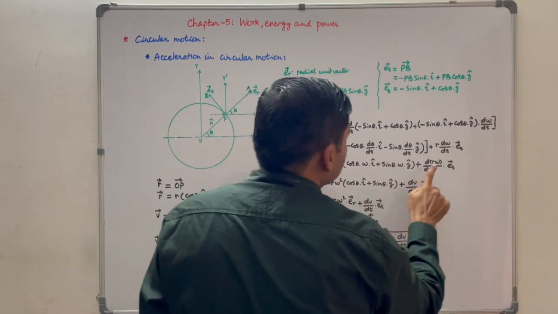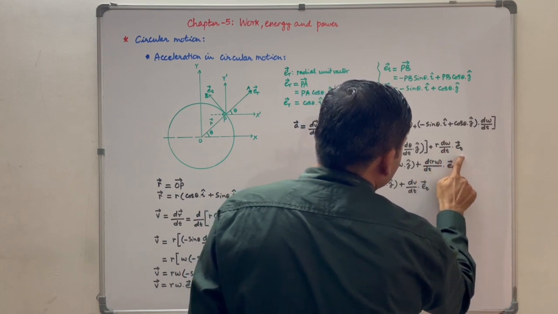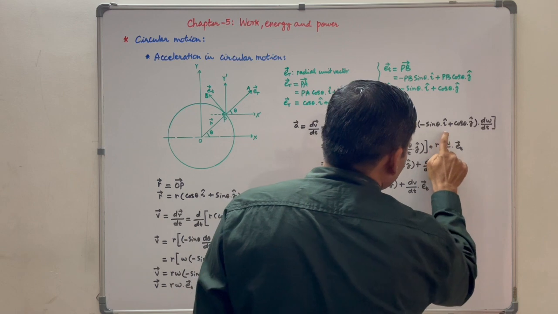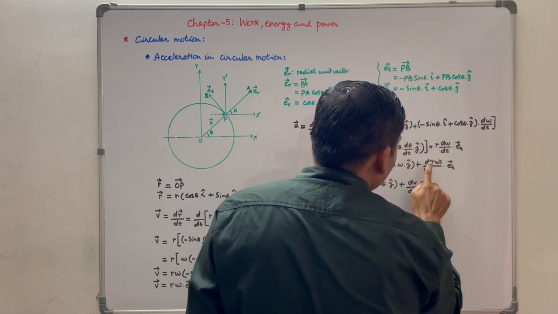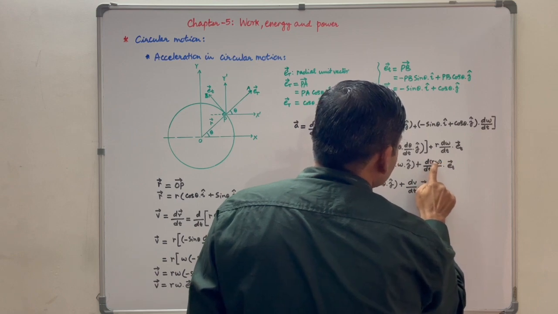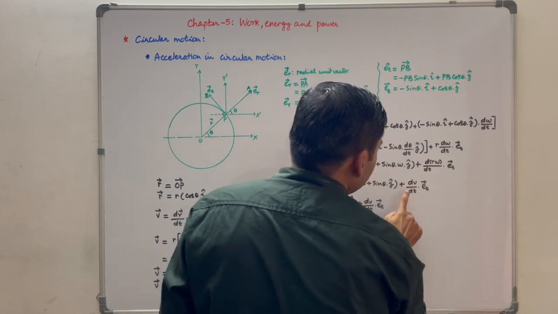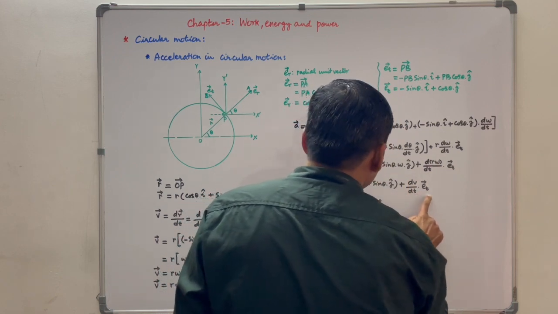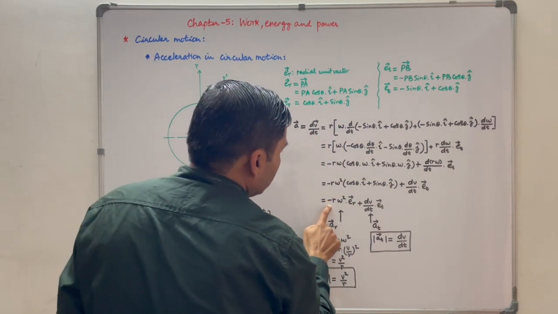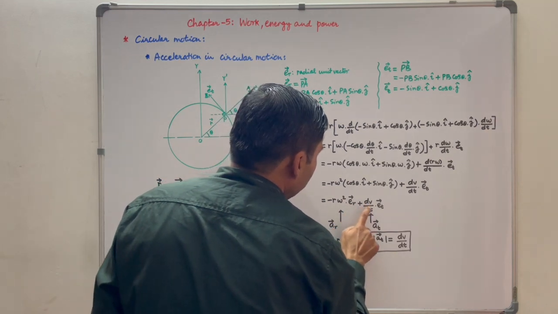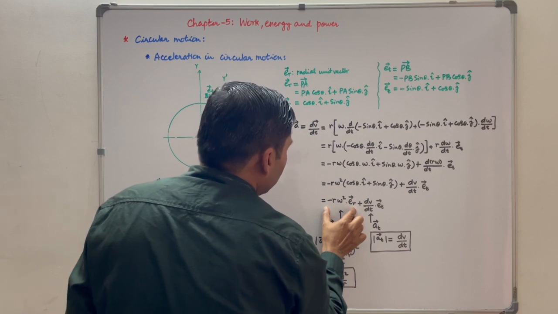Now we will simplify the second term. Second term is r d omega by dt into vector et. Since r is constant, it can be taken inside. So r d omega by dt can be written as d by dt of r omega. We know that r omega is v, so put v in place of r omega. So second term will be dv by dt into vector et. So acceleration of the particle can be written as minus r omega square into vector er plus dv by dt into vector et.